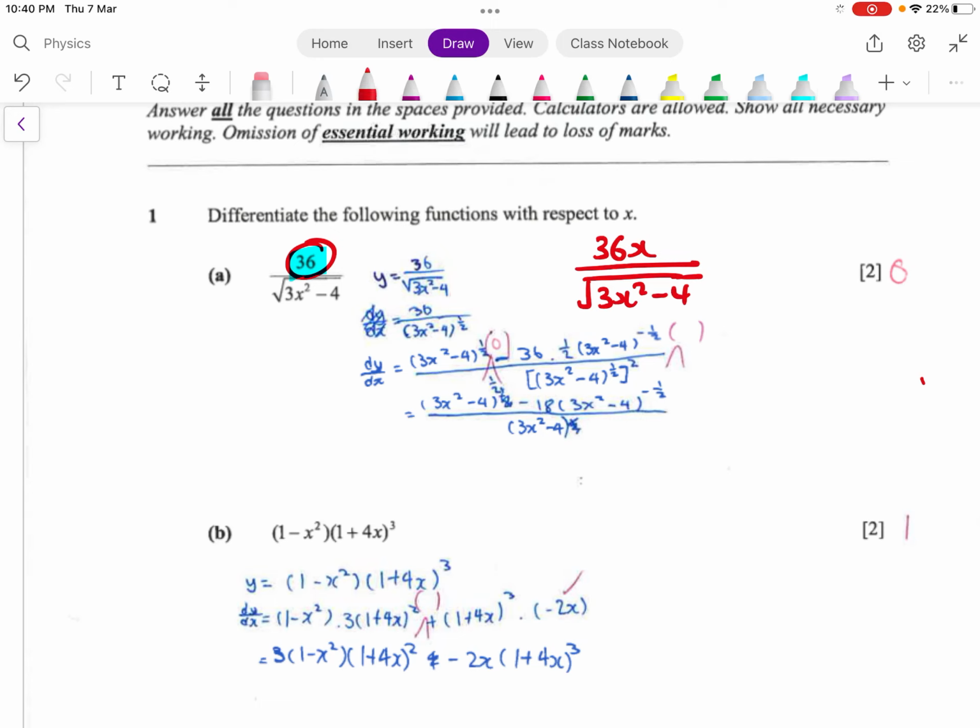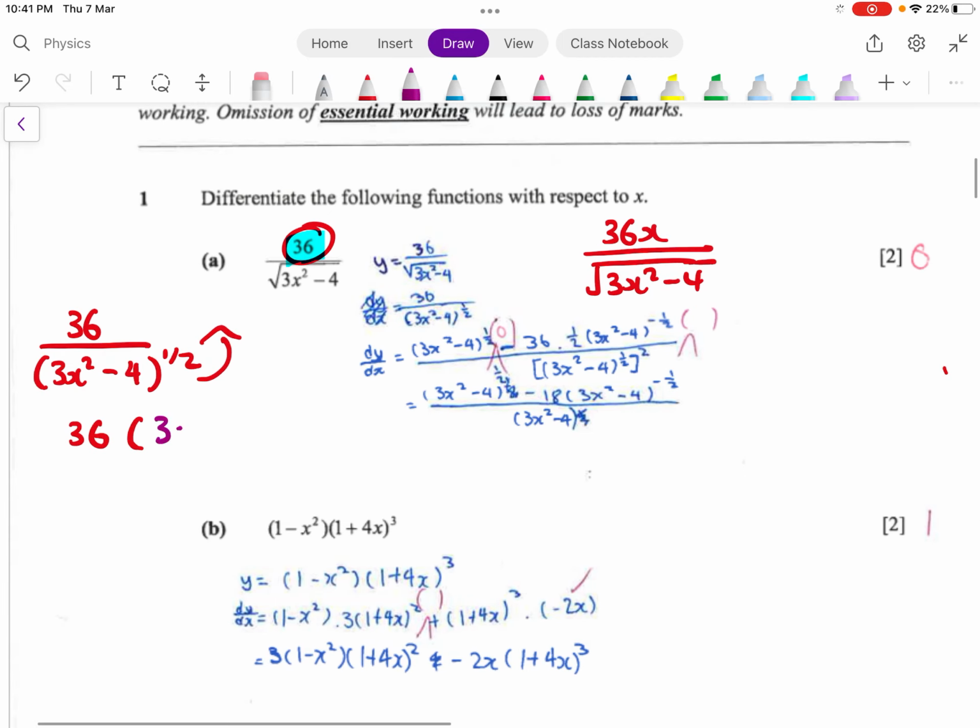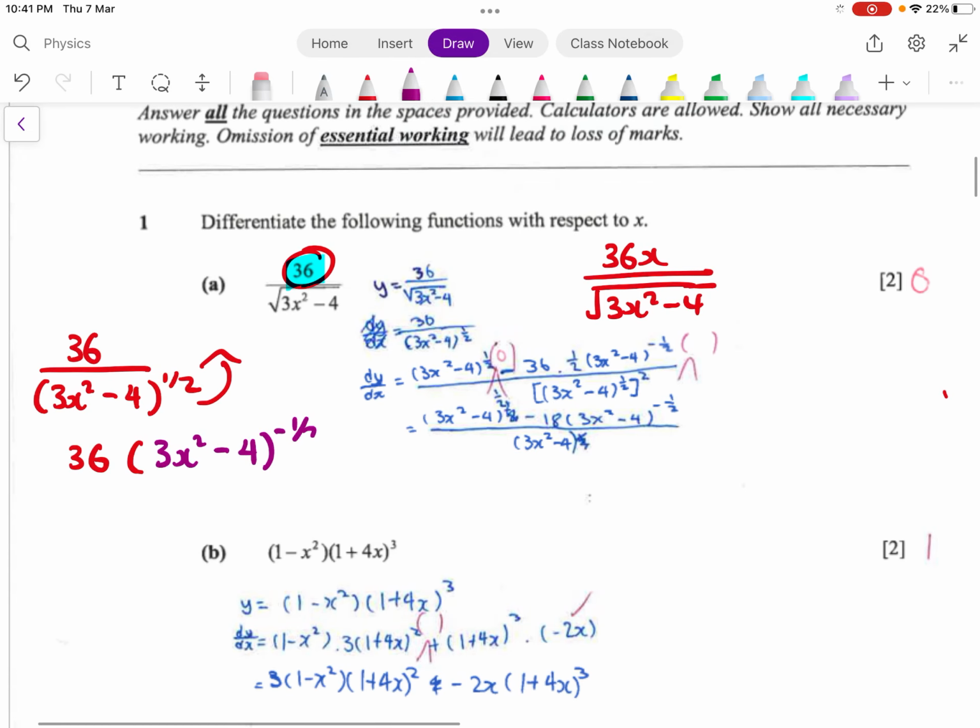Very simple. First thing, you make it into something like this: 36 over (3x squared minus 4) bracket to the power of half. And then the whole bracket, you bring it up, which means you will get 36 times (3x squared minus 4) bracket to the power of negative half. Then you just differentiate using the chain rule.